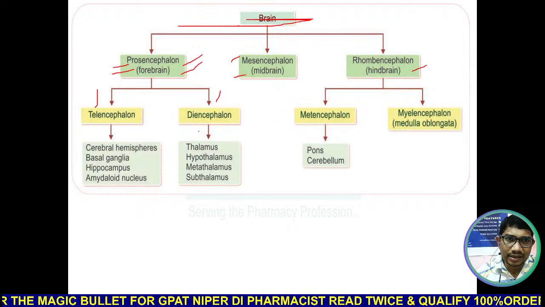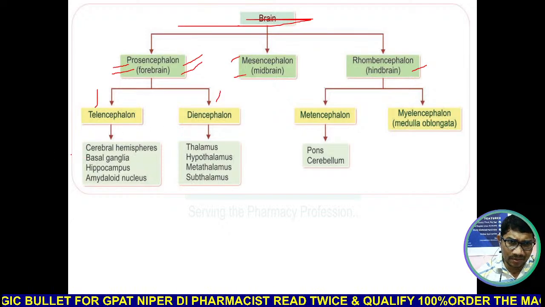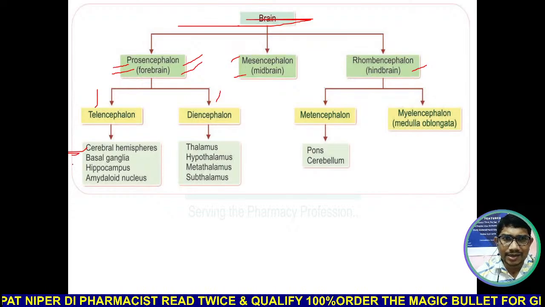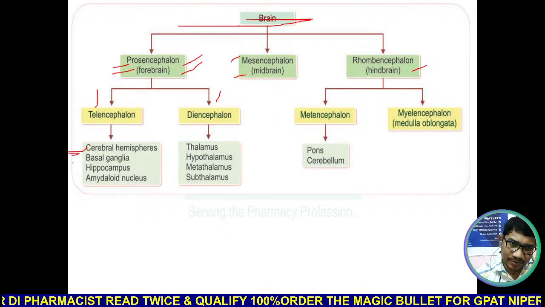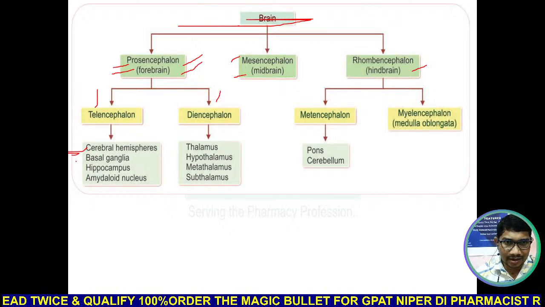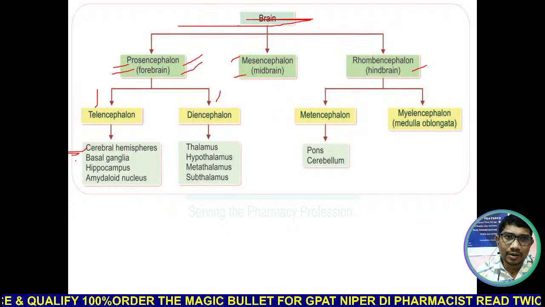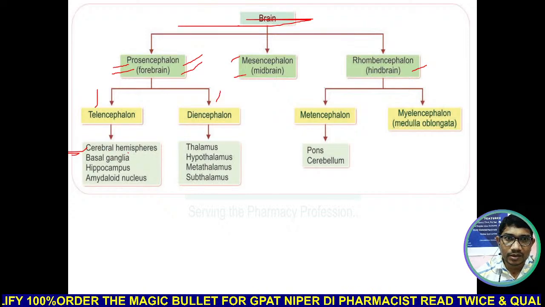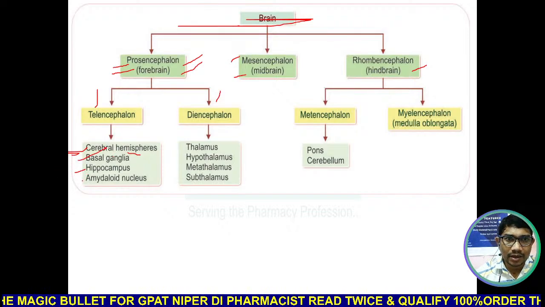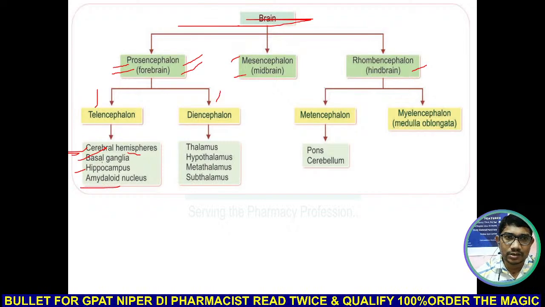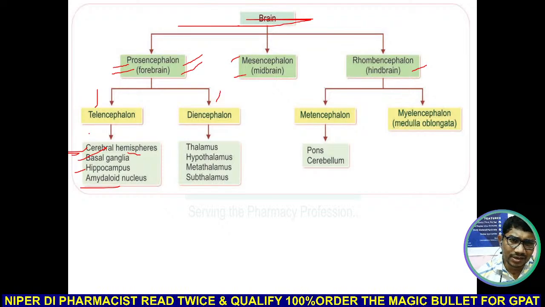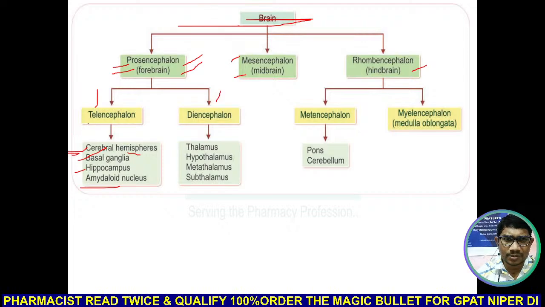Telencephalon में क्या आता है? In the telencephalon you have cerebral hemisphere. There are two hemispheres in the cerebrum, right cerebral hemisphere and left cerebral hemisphere. आपके ब्रेन का जो सबसे बड़ा पार्ट होता है cerebrum, वो दो पार्ट में होता है, आधा आधा सर्कल है ना, like your moon. तो that's half circle, that's why hemisphere. Then basal ganglia, hippocampus, amygdaloid nucleus. So these come under the telencephalon.